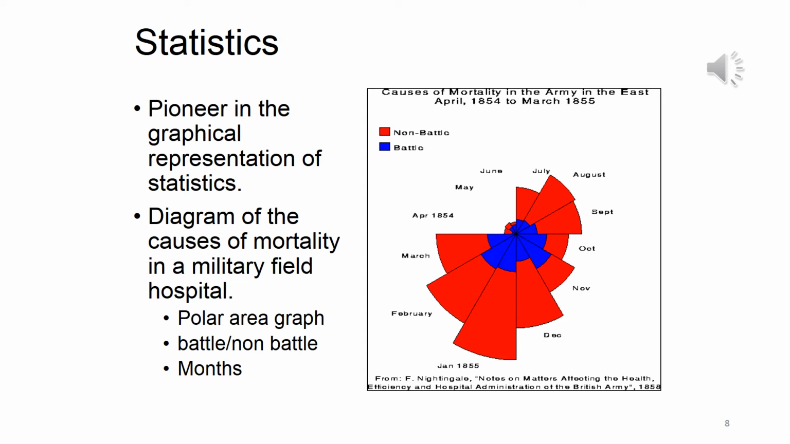And so here you could see that this polar area graph is of the causes of mortality in a field hospital, and they include battle and non-battle causes. And if you notice right away, the non-battle causes of mortality are higher. And so these are the things that she really wanted to address as part of her nursing practice.